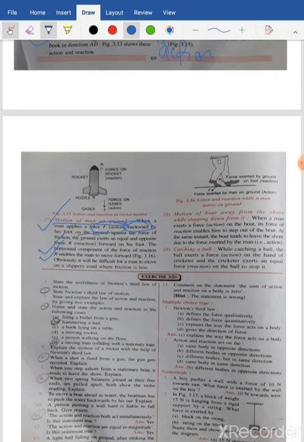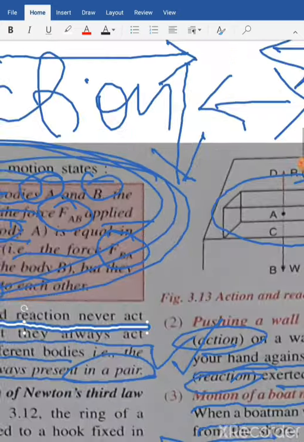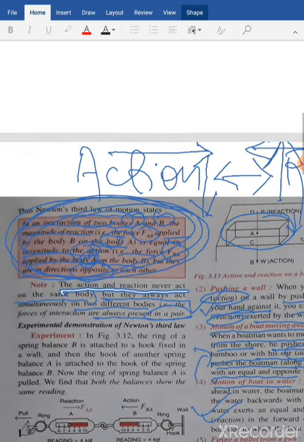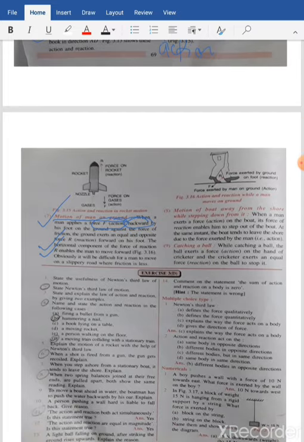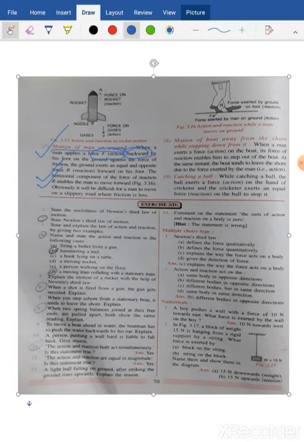So the ground exerts. Please underline this. If you are not able to see this, let me zoom it. Okay, sorry, I guess I cannot zoom it. Anyways, you just follow the book also. So here, what is happening? The ground is exerting an equal and opposite force. That is the reaction. So that is why you are able to move forward.